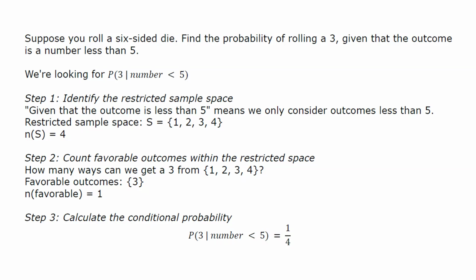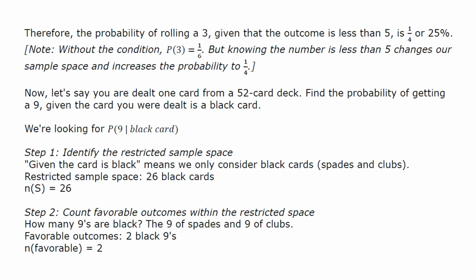Step 3, we're going to calculate the conditional probability. So the probability of rolling a 3, given that the number is less than 5, is now equal to 1 over 4. Therefore, the probability of rolling a 3, given that the outcome is less than 5, is 25%.